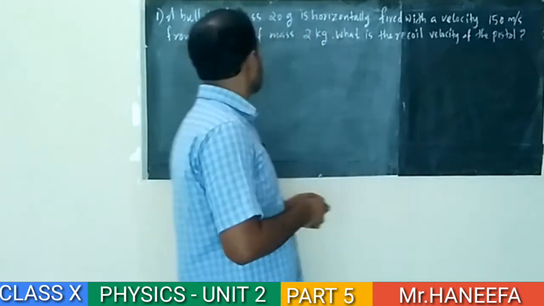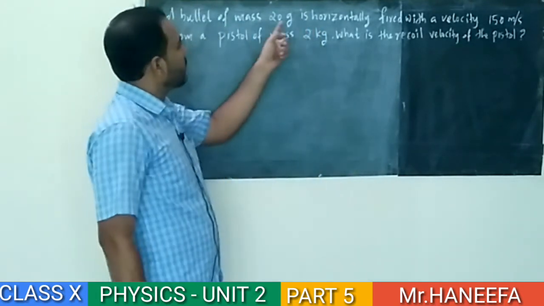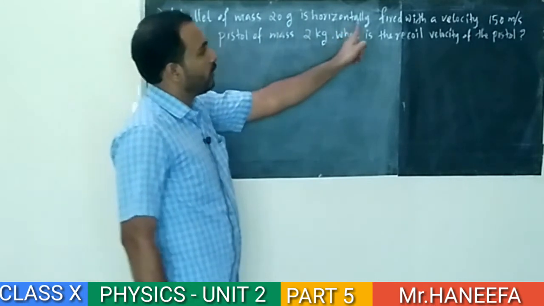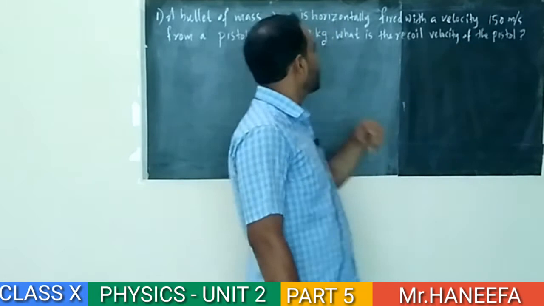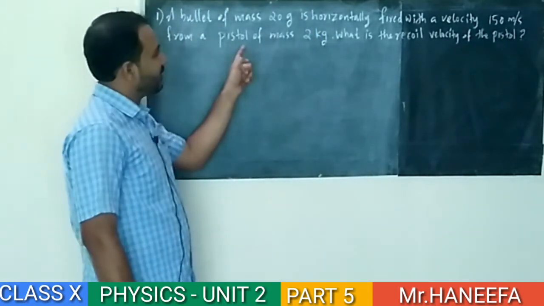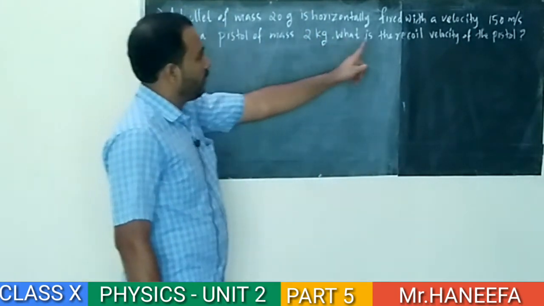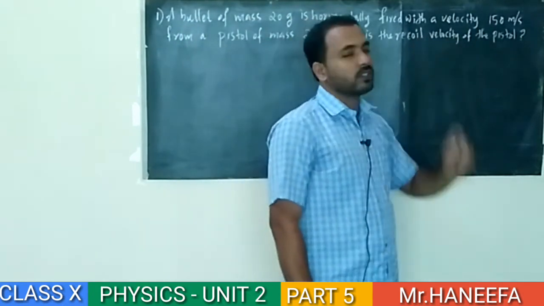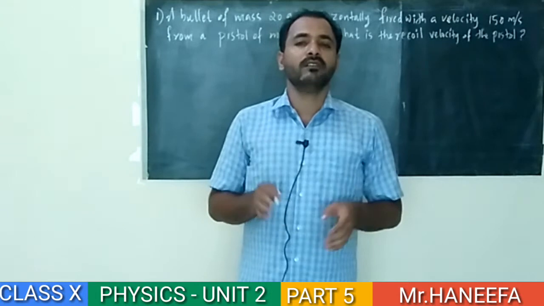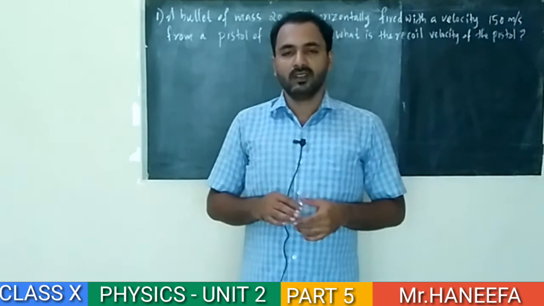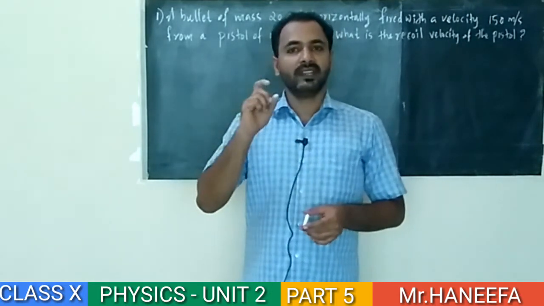The first question is: a bullet of mass 20 gram is horizontally fired with a velocity of 150 meter per second from a pistol of mass 2 kg. What is the recoil velocity of the pistol? Here we have to find the recoil velocity of the pistol. First, we can write the given data.